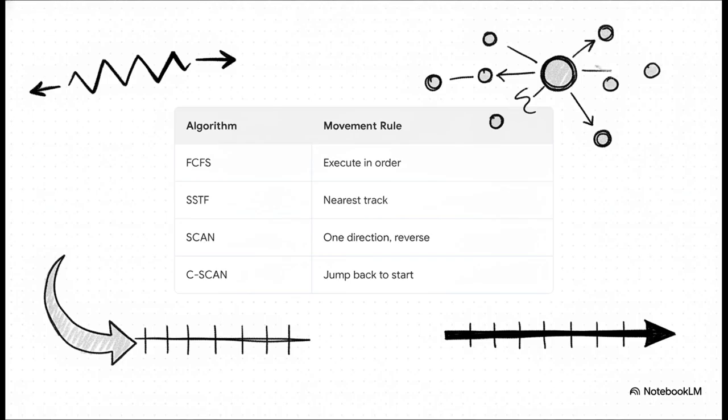FCFS is super easy. Just execute them in the exact order given. SSTF, or shortest seek time first, means wherever the head currently is, just pick the absolute closest requested track next. Then there's SCAN, which is basically the elevator algorithm. Move in one direction all the way to the end of the disk and then reverse. Finally, C-SCAN, or circular scan, moves to the end but then jumps all the way back to the start without serving any requests on that return trip. Get these behaviors down and those 19 marks are yours for sure.